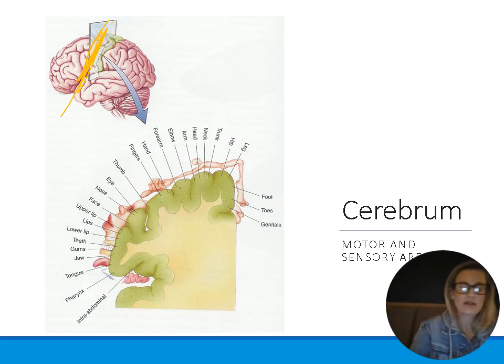When I'm talking about the sensory areas, I'm talking specifically about the post-central gyrus, which is where we have our primary somatosensory cortex.